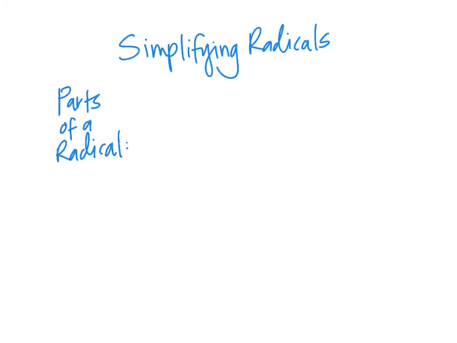So first let's start off with talking about the parts of a radical. You might have heard a lot of people say the square root sign or the cube root sign. Technically it's called a radical sign and it looks like this. That sign itself is the radical, and what is inside of the radical sign is the radicand.